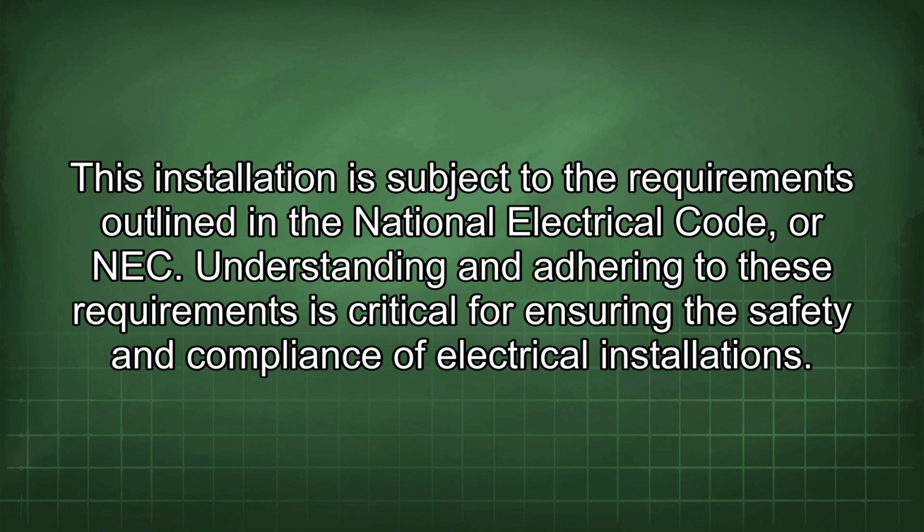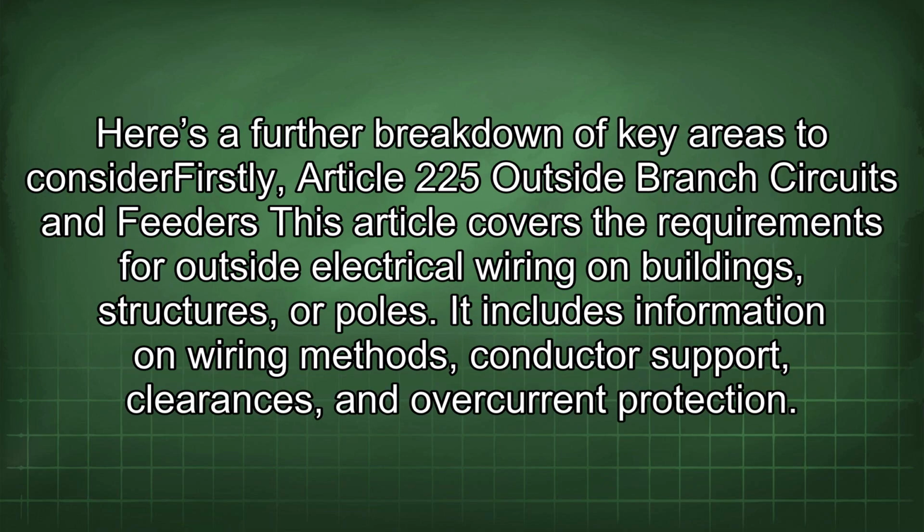This installation is subject to the requirements outlined in the National Electrical Code, or NEC. Understanding and adhering to these requirements is critical for ensuring the safety and compliance of electrical installations. Here's a further breakdown of key areas to consider. Firstly, Article 225, outside branch circuits and feeders. This article covers the requirements for outside electrical wiring on buildings, structures, or poles.